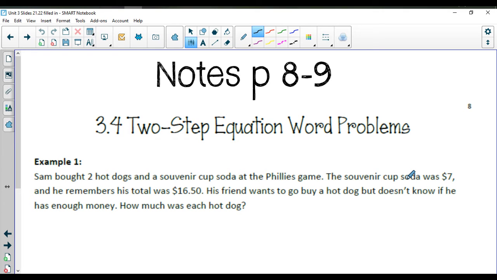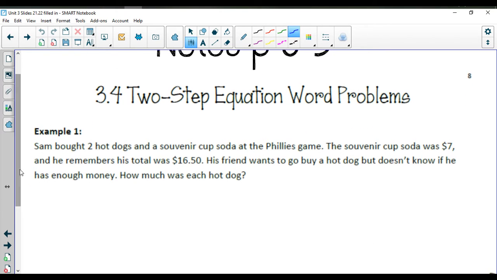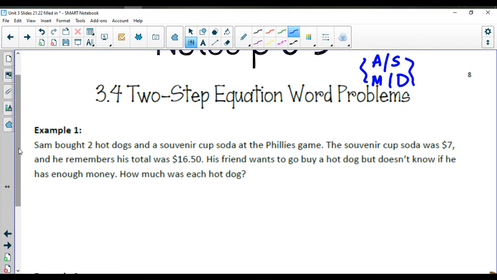Next lesson is lesson 3.4. We're going to do two-step equation word problems, and we're going to be in your notes packet on pages 8 and 9. So we're going to start off with example number 1, and just a quick reminder to you for two-step word problems, when we're solving those, we undo addition and subtraction first, and then we go back and undo multiplication and division. So that's going to be our process.